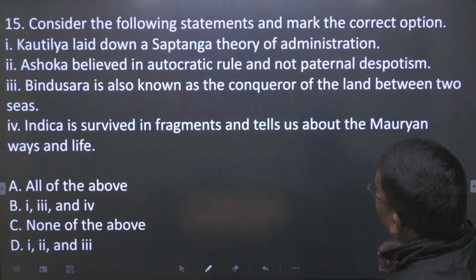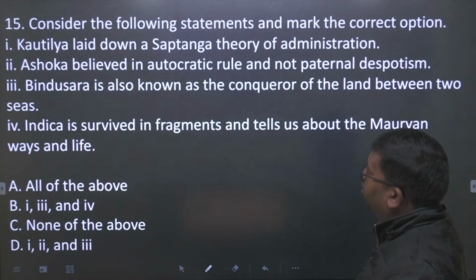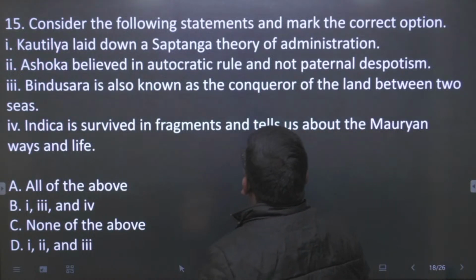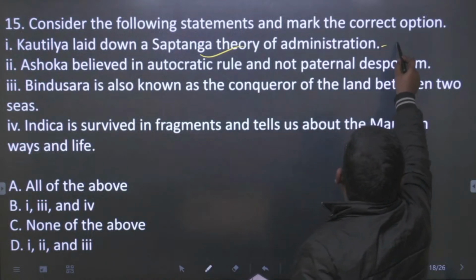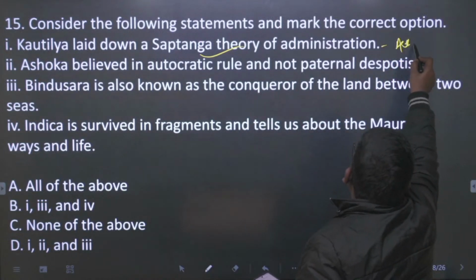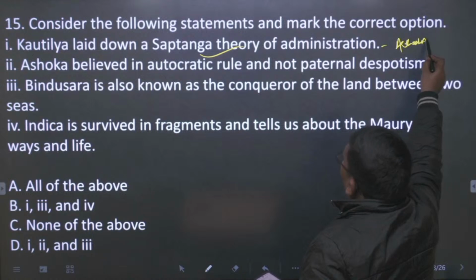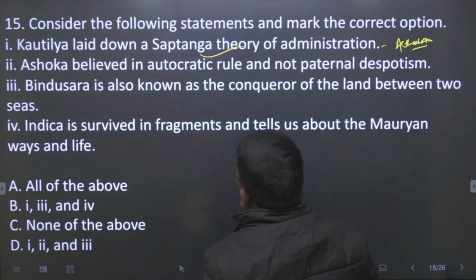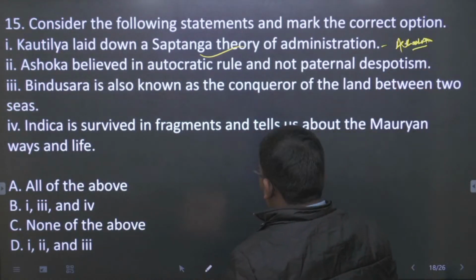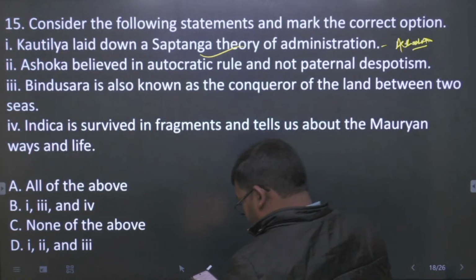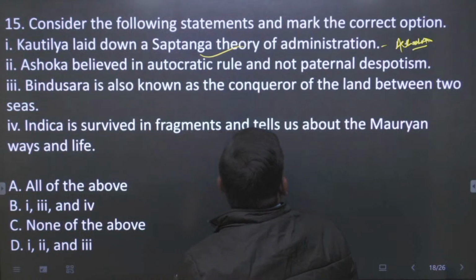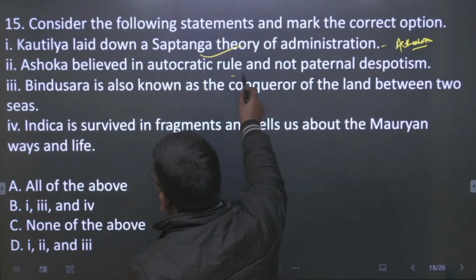Consider the following statements and mark the correct option. Kautilya laid down a Saptanga theory of administration in his book Arthashastra. He talks about the Saptanga theory in the Arthashastra. Kautilya believed in the autocratic rule and not paternal despotism. Okay, so this is correct.